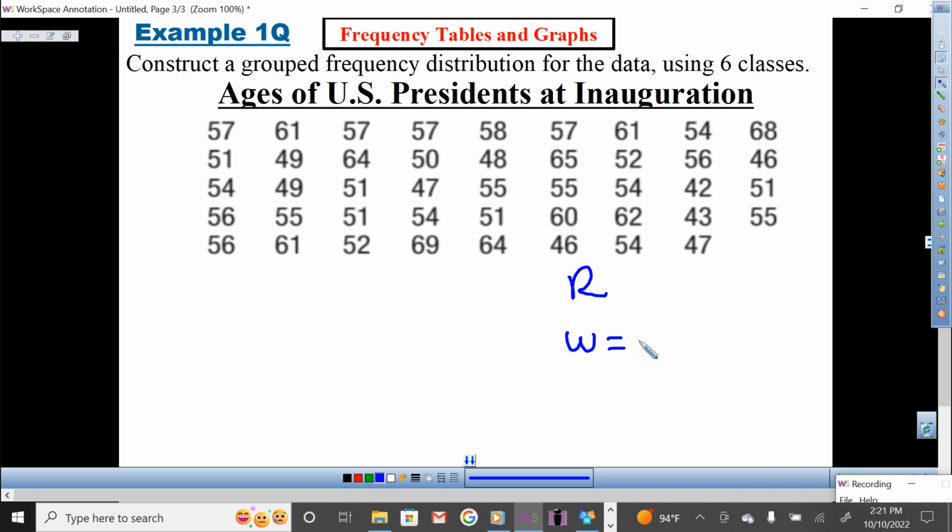No, you don't have to copy all that data. Jet for Presidente, let's go. All right, find the range and the width. I'll give you guys some time for that.